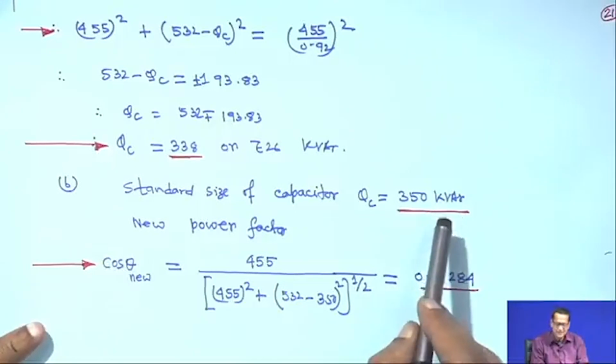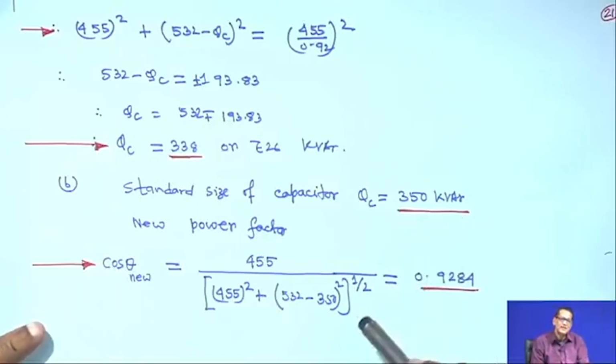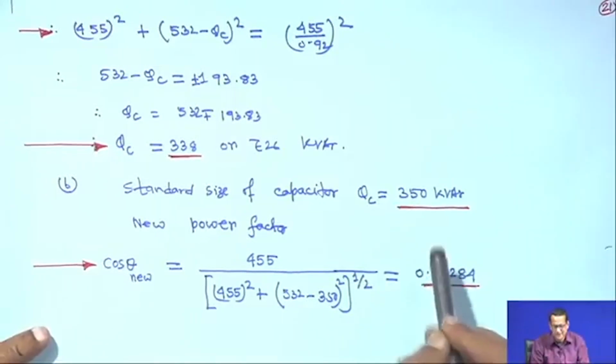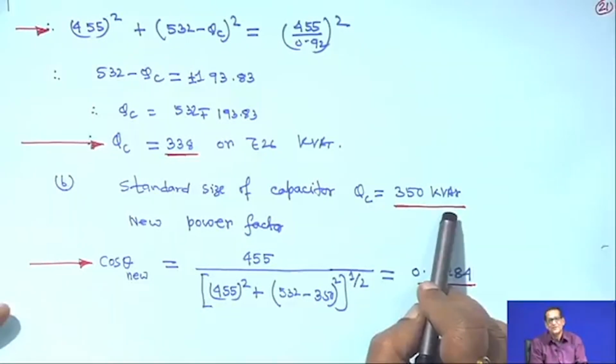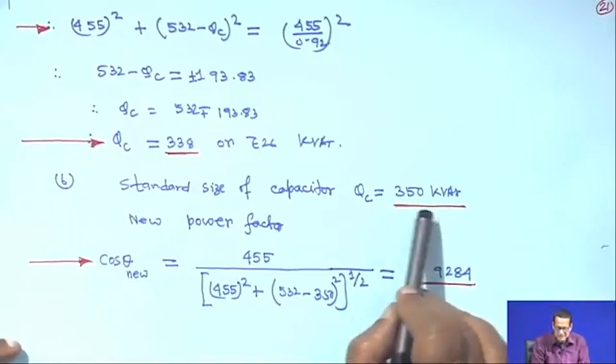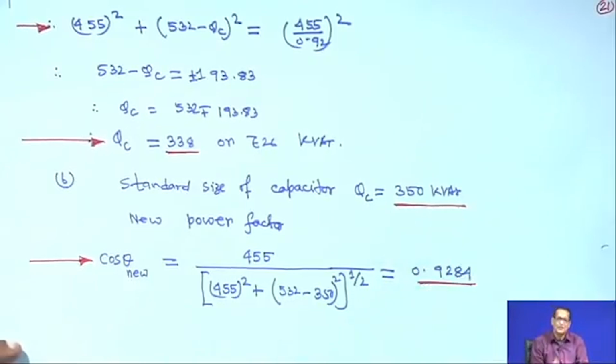Capacitors are actually available in banks like 25 kilowatt, 50 kilowatt, then 100 kilowatt, then 200 kilowatt, like that. So, some combination you have to take. A single bank of 350 kilowatt may be available, may not be available, right, but some combination. So, the standard capacitor will be 350 kilowatt, right.